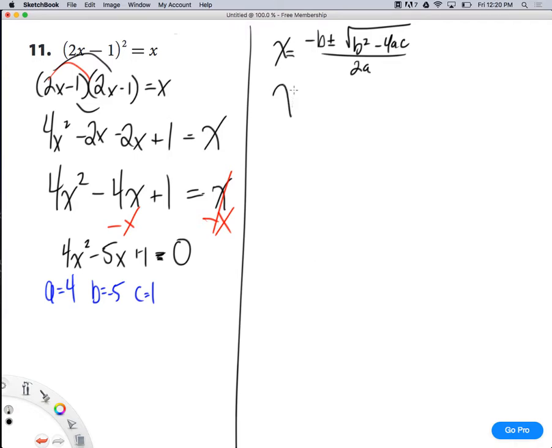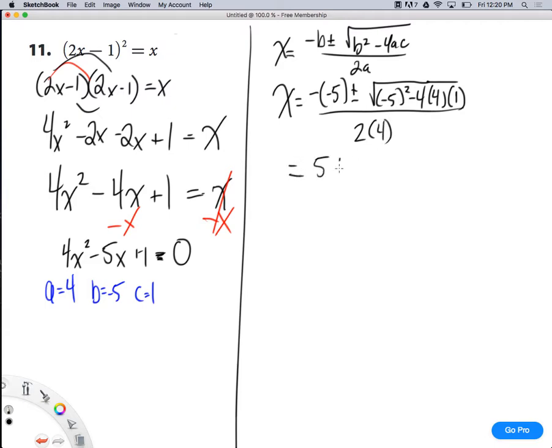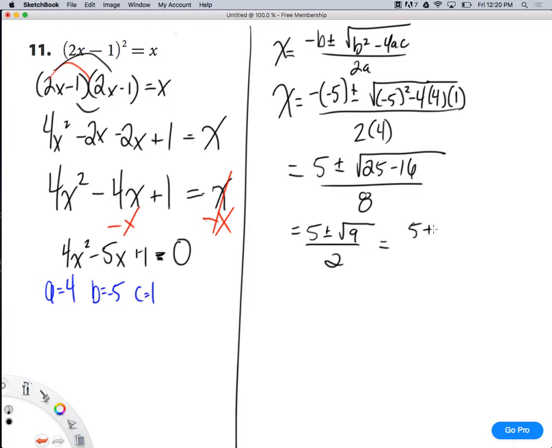Golly. All right. x equals negative b, which is negative 5, plus or minus the square root of negative 5 squared minus 4 times a, which is 4, times c, which is 1, all over 2 times 4, equals positive 5 plus or minus the square root of negative 5 squared, which is 25, minus 4 times 4, which is 16, all over 8, equals 5 plus or minus the square root of 9 over 8, which equals 5 plus or minus the square root of 9, which is 3, over, sorry, I put 2 here, that should be an 8 over 8.